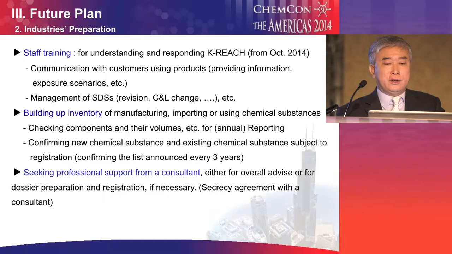This could be the industry's preparation. Staff training should be done for understanding and responding to K-REACH. There should be communication with customers about product use, management of SDS, and building an inventory of manufactured, imported, or used chemical substances, in order to track the components and their volumes, etc., for the annual reporting. We also need to confirm which new and existing chemical substances are subject to registration. For that purpose, we need to build up an inventory list.